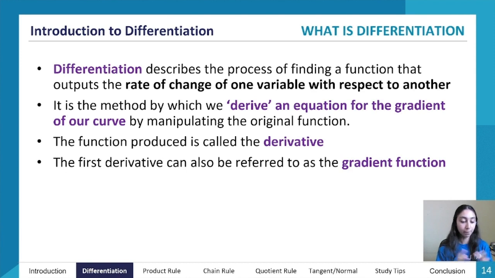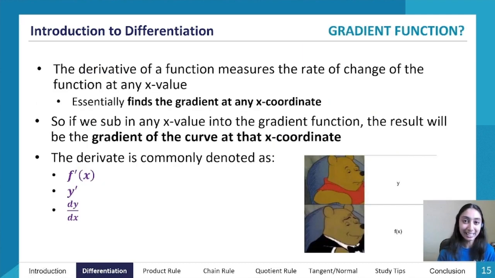The derivative is... oh my gosh, this is so hard to explain. The gradient function of the original curve is known as the derivative, which is the gradient function. I'm going to give you some less wordy stuff in a sec. So the derivative function measures the rate of change of the gradient at any x value.